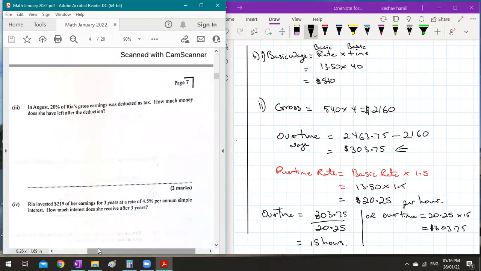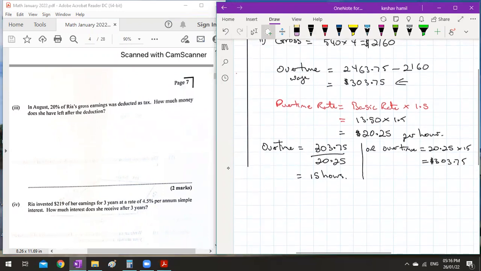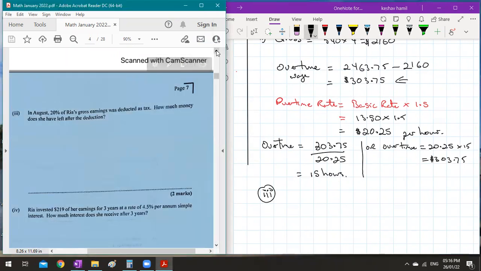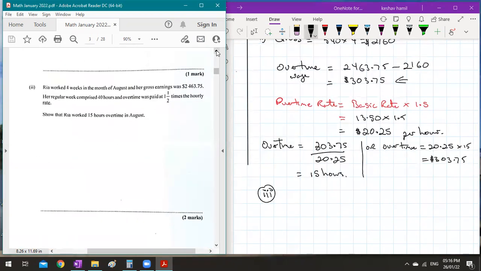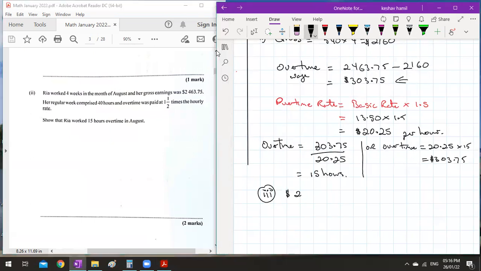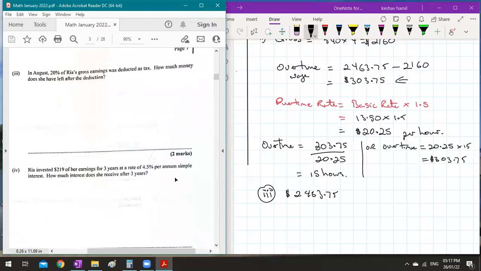So part 3, in August, 20% of her earnings was deducted as tax. Now remember, she earned, what was it again? She earned $2,463.75. Right? So she has to pay 20% of that in tax.